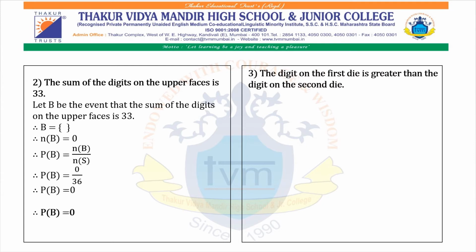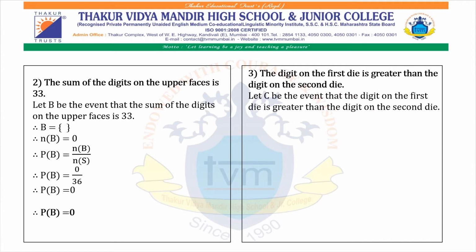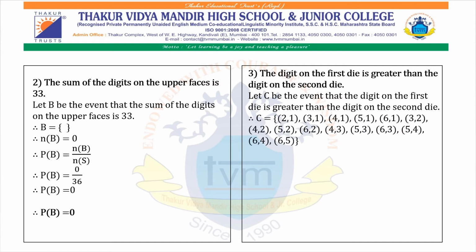Third event, the digit on the first die is greater than the digit on the second die. Let C be the event that the digit on the first die is greater than the digit on the second die. Therefore, C = {(2,1), (3,1), (4,1), (5,1), (6,1), (3,2), (4,2), (5,2), (6,2), (4,3), (5,3), (6,3), (5,4), (6,4), (6,5)}.